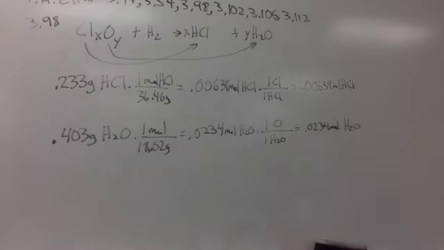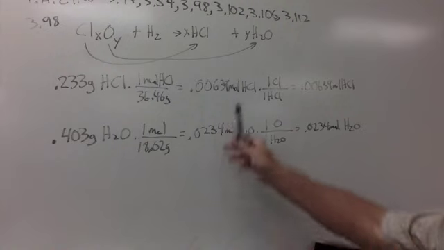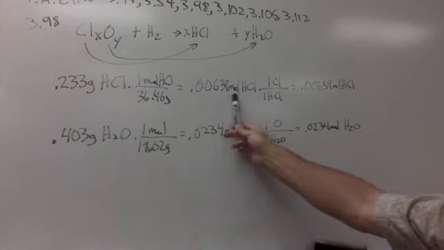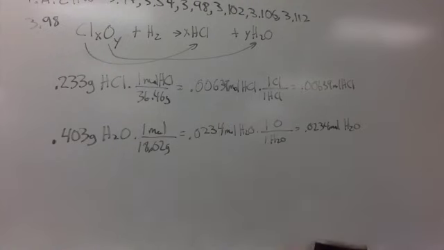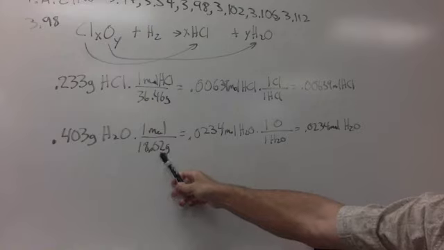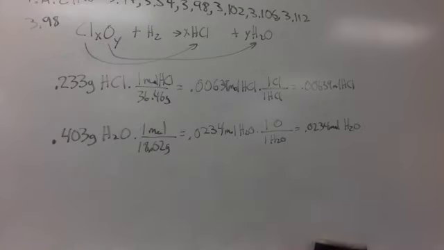So I've done a little algebra here, and I've converted the grams of HCl to moles of HCl, 0.00639 moles of HCl. I found the 36.46 to be the molar mass when I added H plus Cl off the periodic table. For 0.403 grams of water, I add it up on the periodic table, 18.02. I get 0.0234 moles of water.